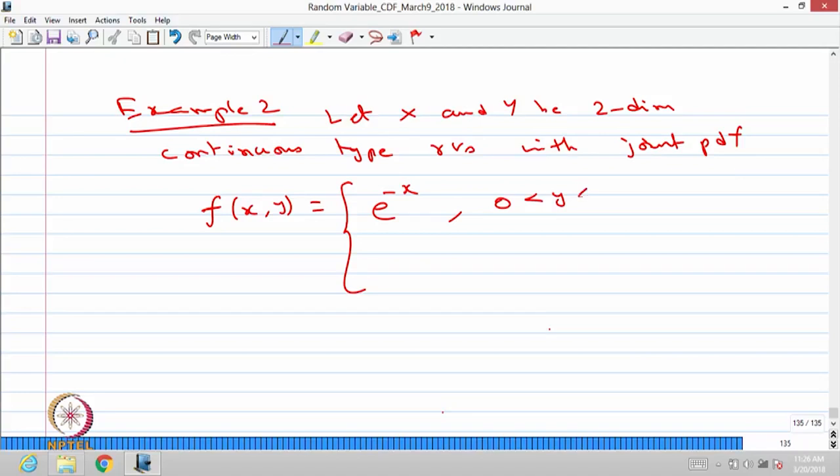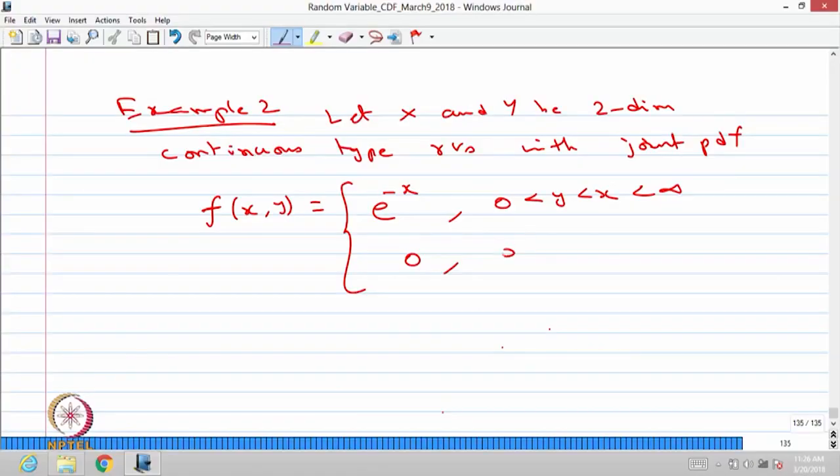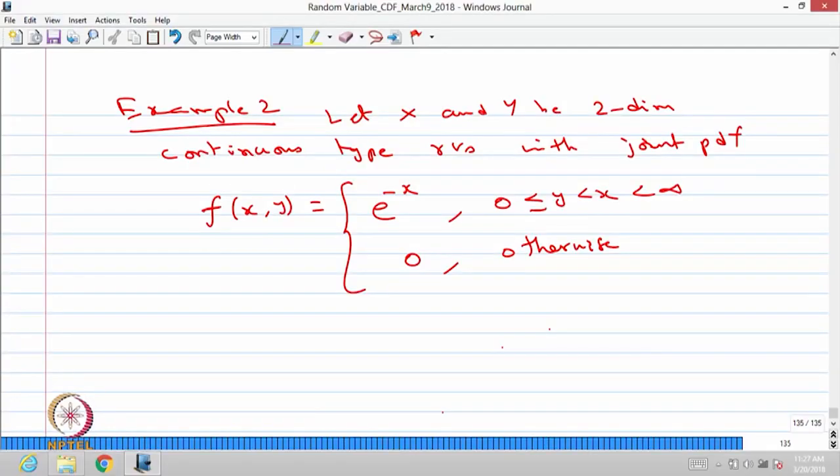So here the joint probability density function takes a value e power minus x when y lies between 0 to x and x lies between y to infinity. The range of y and the range of x is a function of the other variable, 0 otherwise. That means if you visualize the graphical representation of this joint probability density function, with x axis, y axis and z axis, y lies between 0 to x, that means y is equal to 0 and y is equal to x. So when x lies between y to infinity, you have the e power minus x surface.